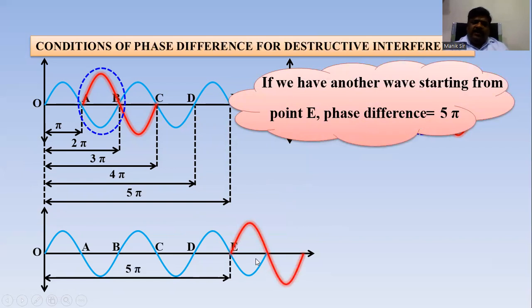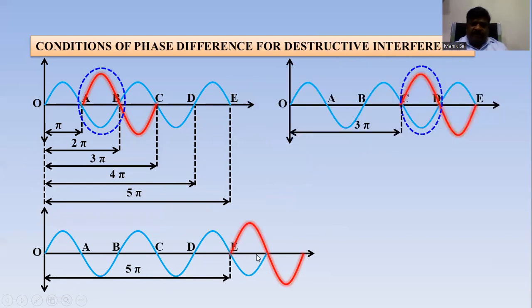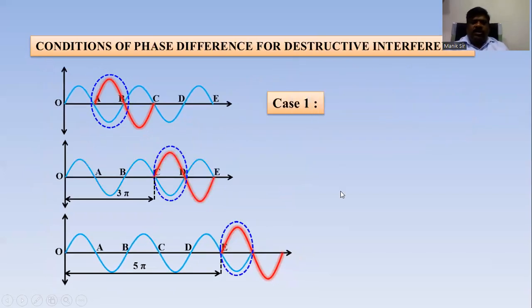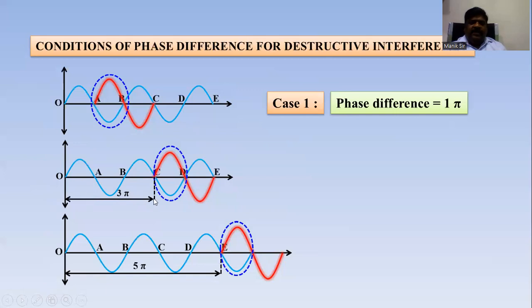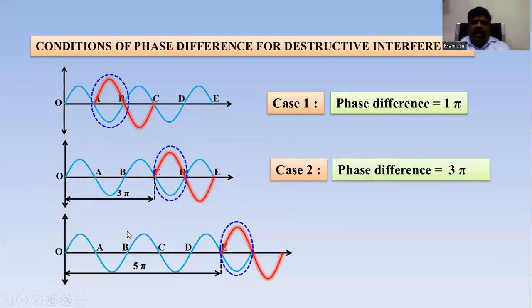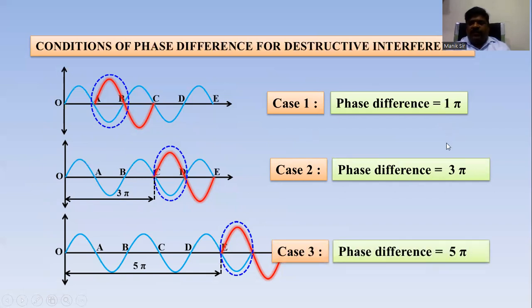Now this is the third case when the second wave starts from the point E, and the phase difference is how much? 5 pi. So again crest matches with the trough, there is a destructive interference. Okay. Now what is the conclusion here? In case 1, the phase difference is 1 into pi. In the second case, the phase difference is 3 into pi. And in the third case, the phase difference is 5 into pi. So what we observe here, this is 1, 3, 5. These are the odd multiples. So for destructive interference, the phase difference must be odd integral multiple of pi.